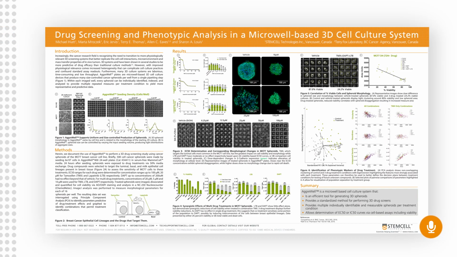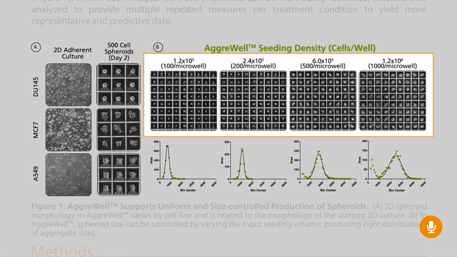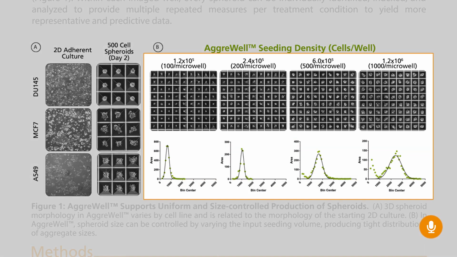To generate our 3D spheroids, we used Microwell. Microwell allows you to aggregate multiple cell types into spheroids of any given size. Size control can be achieved simply by changing the input seeding concentration. Regardless of what size you choose, you'll get a uniform distribution of spheroids.